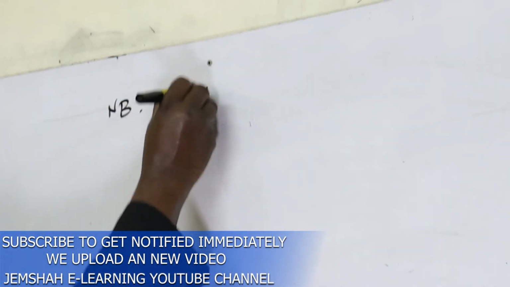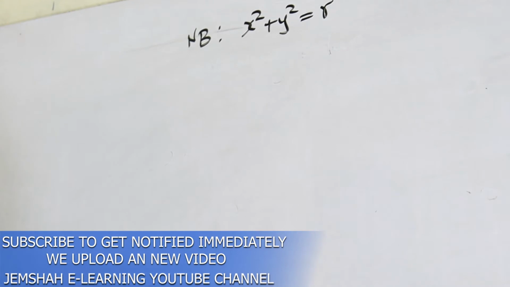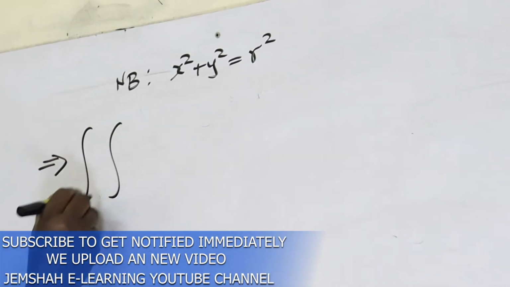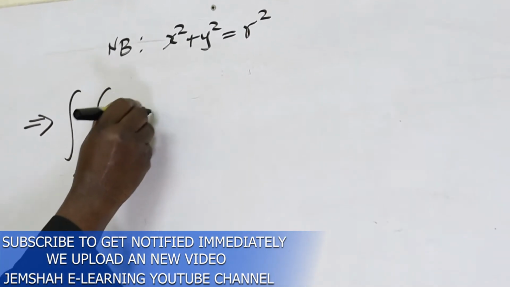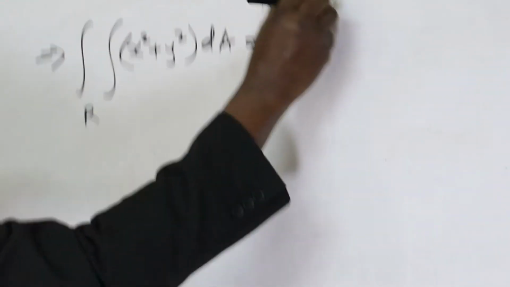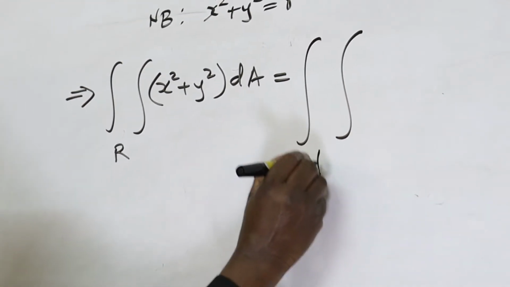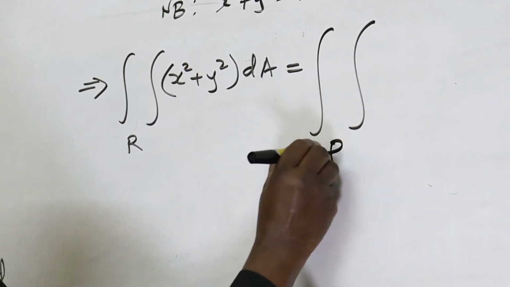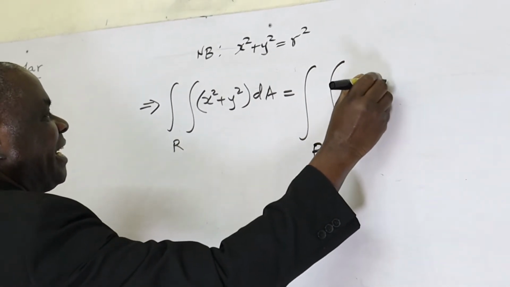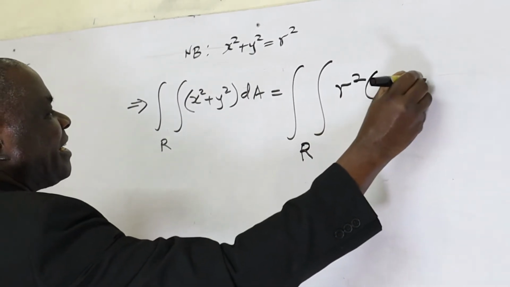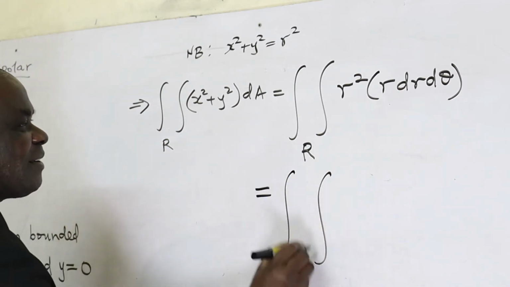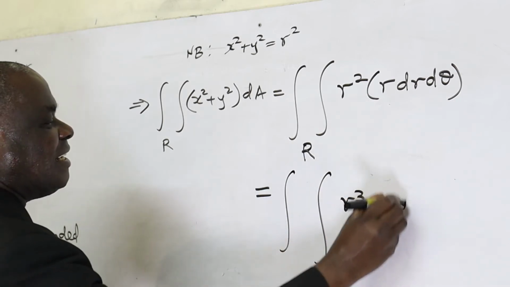Now x squared plus y squared is equal to r squared. This implies the integral over region R of x squared plus y squared dA will be equal to a double integral, still in our region R, of r squared dA, which is now r squared times r dr d theta, which will be equal to a double integral of r cubed dr d theta.